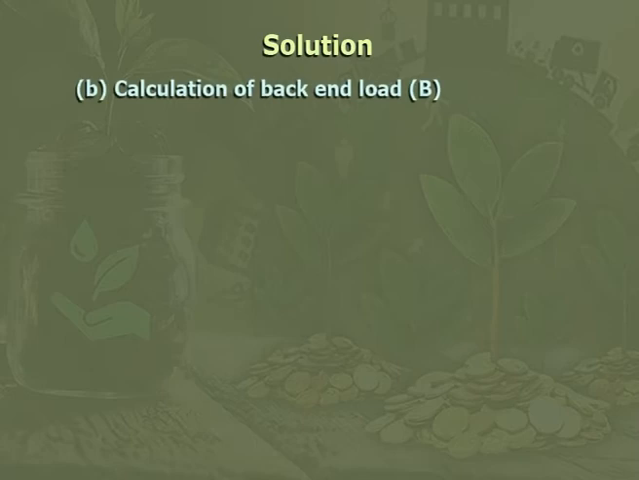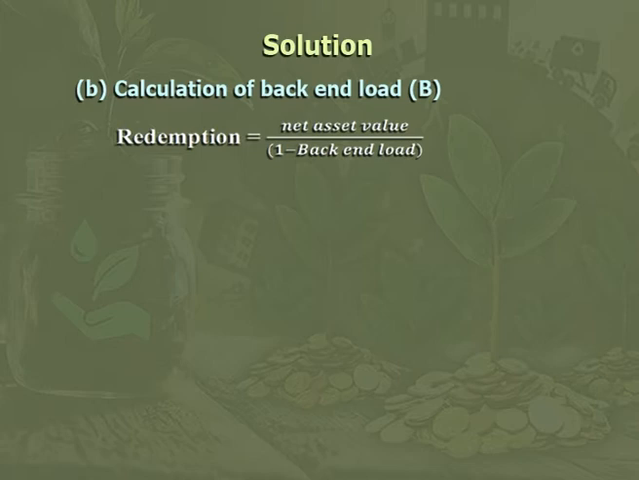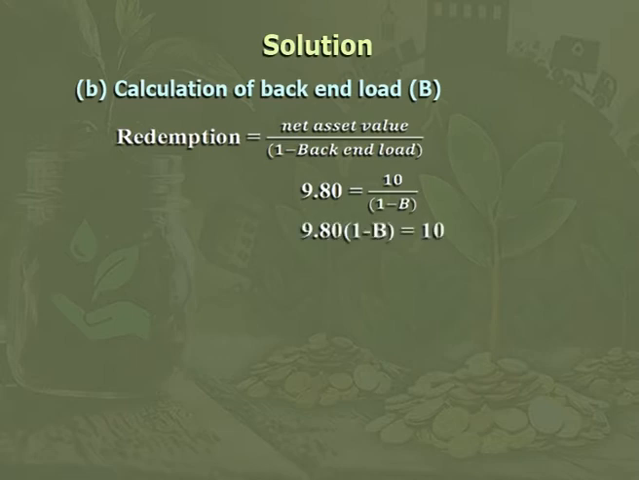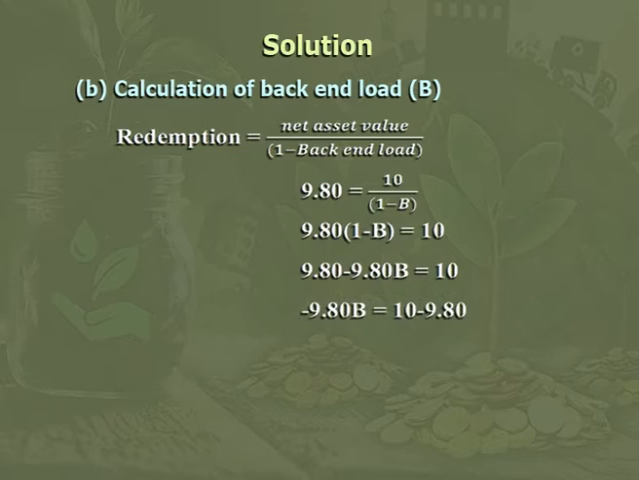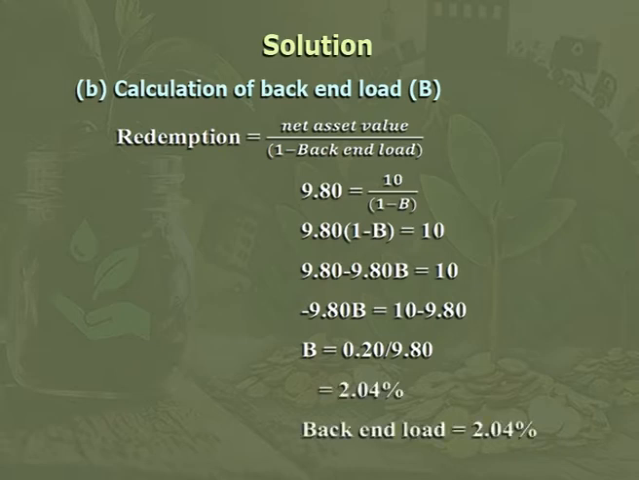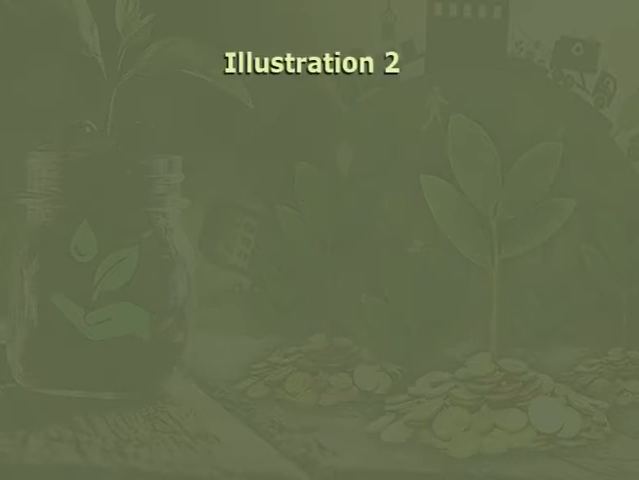Now, friends, let's calculate the back end load. The formula goes like this. Redemption price is equal to net asset value divided by 1 minus back end load. When we substitute the values given, 9.80 is equal to 10 divided by 1 minus b. 9.80 into 1 minus b is equal to 10. 9.80 minus 9.80b is equal to 10. Minus 9.80b is equal to 10 minus 9.80. Therefore, b is equal to 0.20 divided by 9.80. So, the answer we get is 2.04%. Let's check the other illustration.